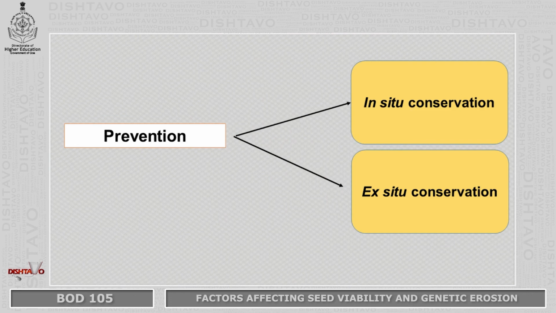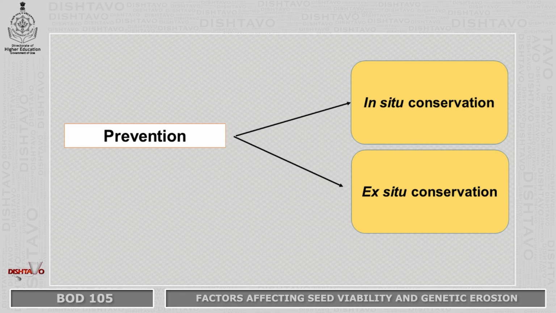We can prevent this genetic erosion in two ways. First is in situ conservation. Second is ex situ conservation. In situ conservation is wherever the wild species is growing, you can preserve it at that particular place, in its natural habitat.